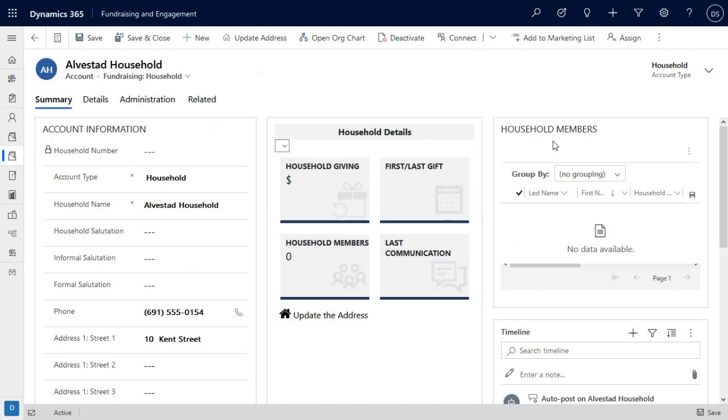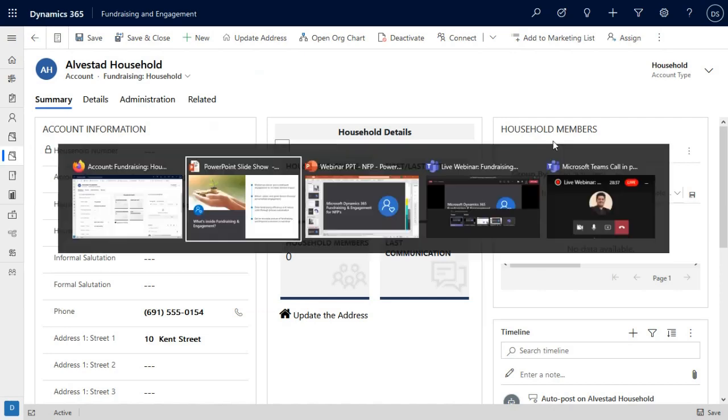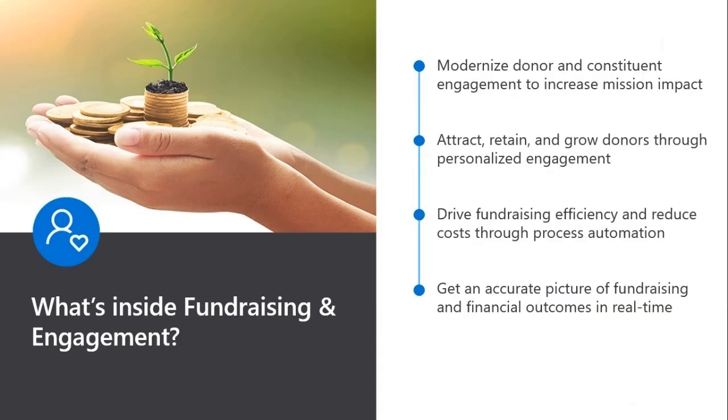So over here we just saw how you can manage the donors and constituent engagement, how you can see their engagement history, and how you can see all of their data in one section. Now going back to what's inside the fundraising and engagement solution on a next level. We saw how we can attract them, how we can retain them, and how we can grow donors as well by capturing the information and, more than that, leveraging the power of the data which you have.